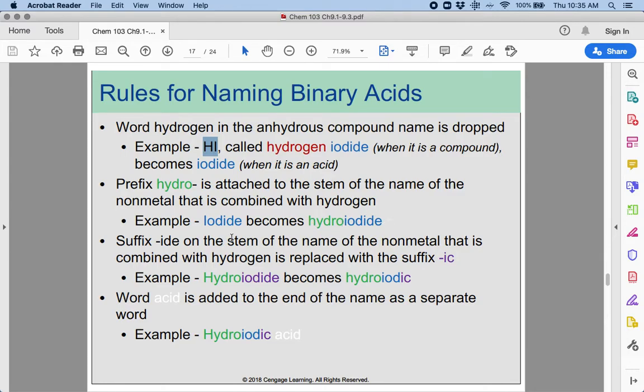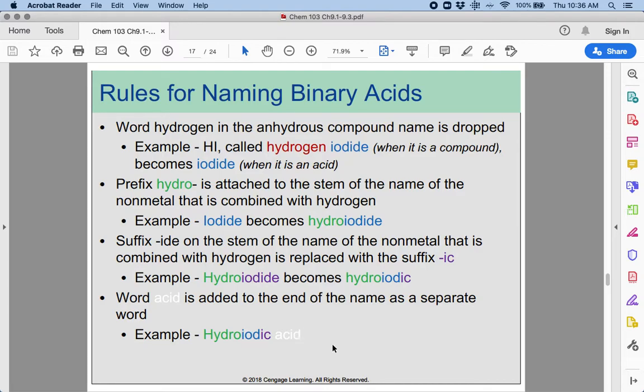We're not quite done yet, though. We're going to take that "ide" and cut it off and make it "ic." So hydroiodide will become hydroiodic. And lastly, we're going to add the word acid to the end of it. So it becomes hydroiodic acid.